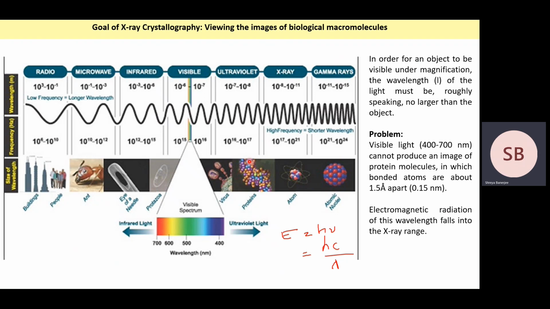So the macromolecules like proteins cannot be measured by visible light because their size is much smaller than the wavelength of the visible light. Instead, biological macromolecules are usually studied by X-rays. So one point to be remembered is that for an object to be visible under magnification, the wavelength of the light must be, roughly speaking, no larger than the object.